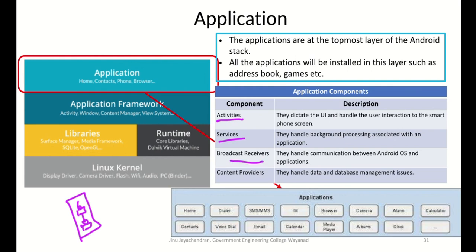There are broadcast receivers. This application might be communicating with other applications, and that is controlled by broadcast receivers. There are content providers, which handle the data management. As I said earlier, if you want to share something in WhatsApp from the gallery, you have this content provider in your application which will handle this. These are the different components in the applications, which are very important. We'll go through each of these in future lectures.